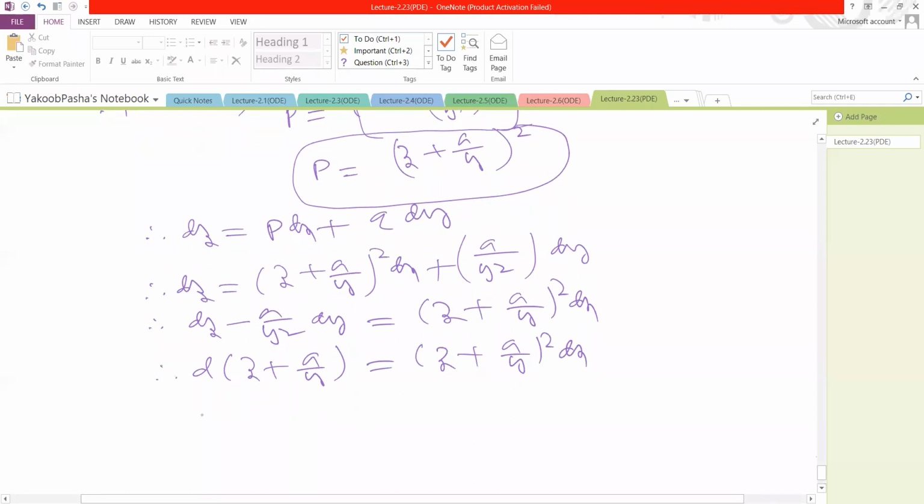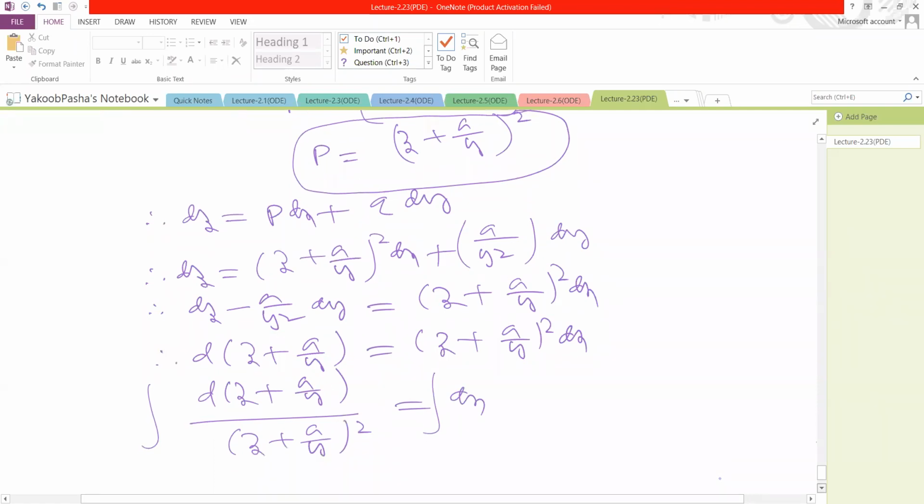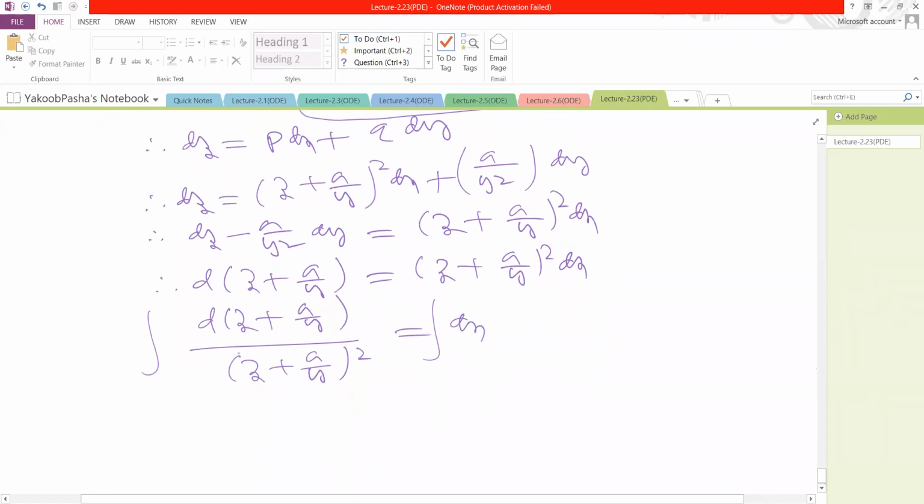So we can write this as d of (z plus a by y) divided by (z plus a by y) whole square is equal to dx. Now integrate on both sides. By integration, it is in the form of integral dx by x squared. Integral dx by x squared is equal to minus 1 by x. So minus 1 by (z plus a by y) is equal to x plus arbitrary constant b.